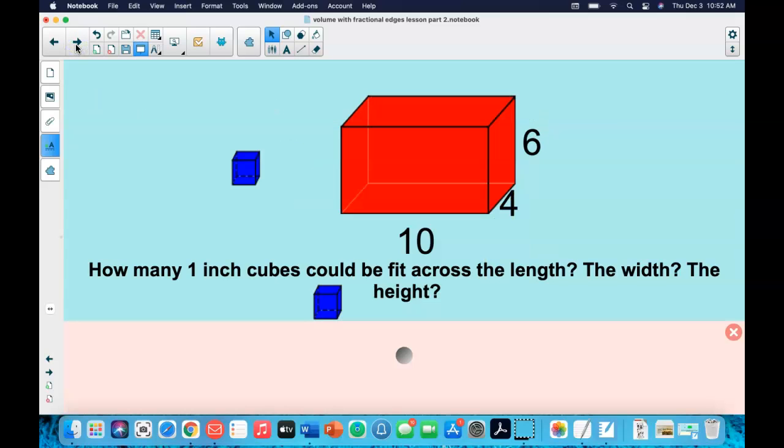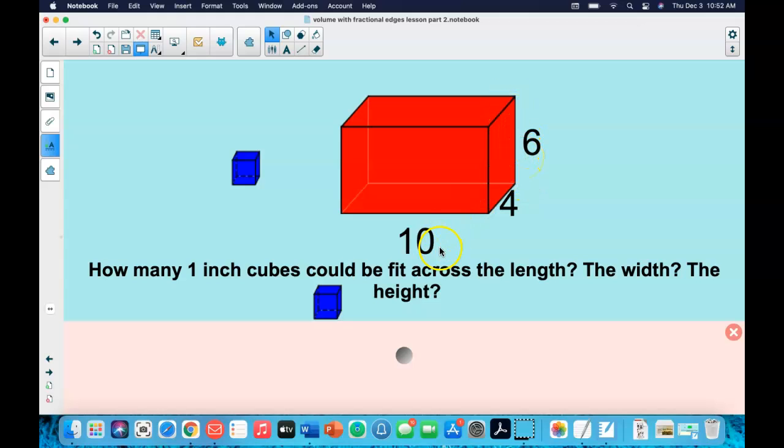Okay. So now here's my next question. How many of these 1 inch cubes does it take to fit across the length of this prism? So this prism is 10 units long. The depth is 4 and the height is 6. So how many of these 1 unit cubes does it take? Well, if each cube is 1 unit and the length is 10, then it takes 10 to go across, 4 to go from the front to the back, and 6 to fit the height.